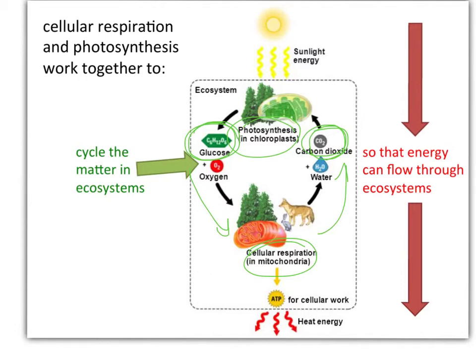But we can see that the energy is not getting recycled. Energy flows through. It comes from the sun, gets stored in glucose, it gets released as ATP, and cells use that to do work. It gets released as heat, and so then that just gets lost to the environment, as we talked about when we learned about energy flow. And so through photosynthesis and cellular respiration, energy is flowing through ecosystems.